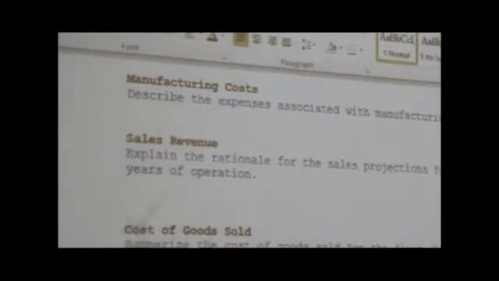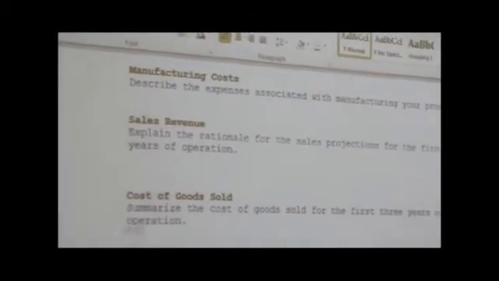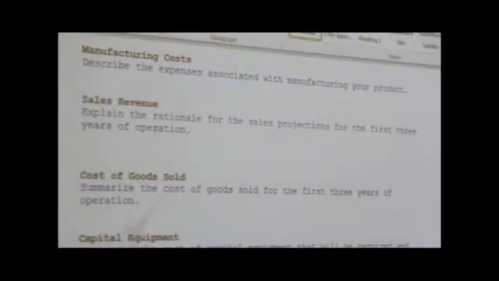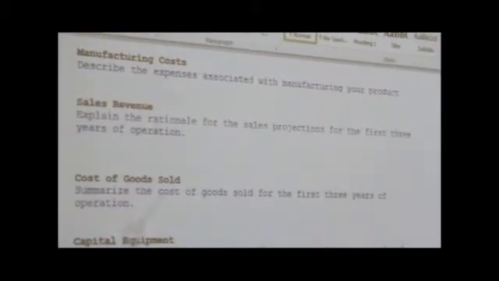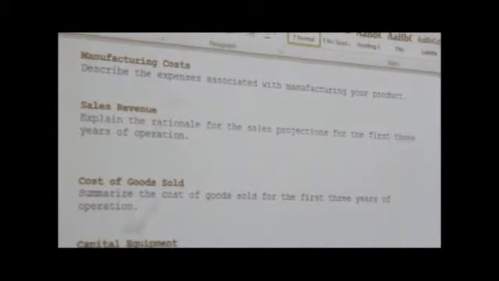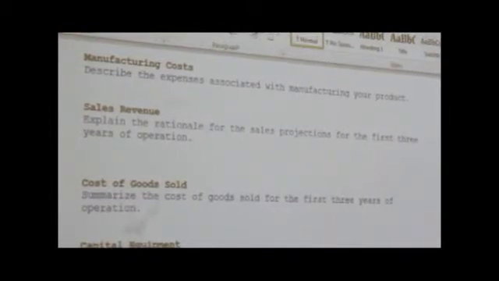Manufacturing costs is where we're at now. Describe the expenses associated with manufacturing your product. Now we get a little bit into accounting, direct materials. A lot of times in accounting you have direct materials plus direct labor equals the cost of doing business.